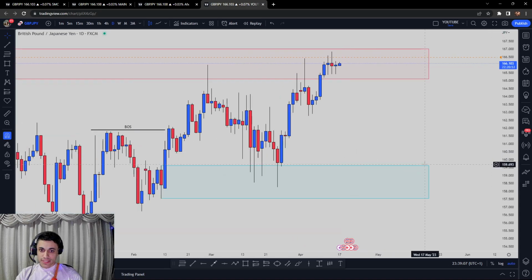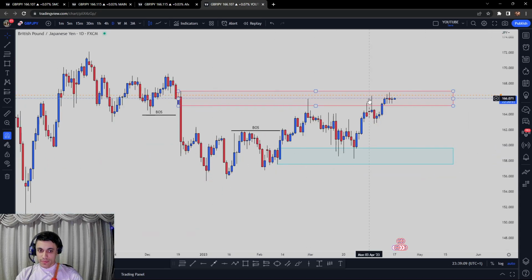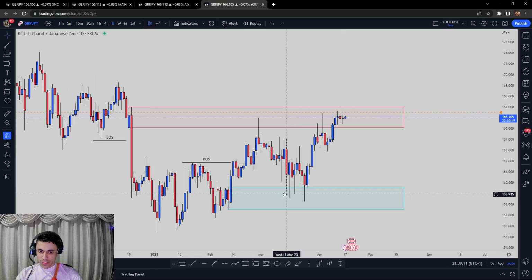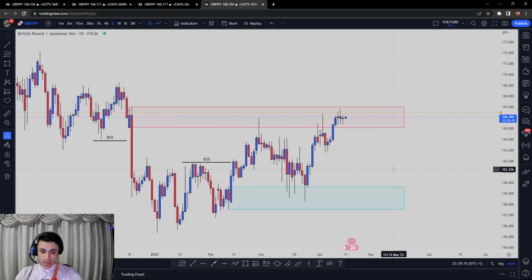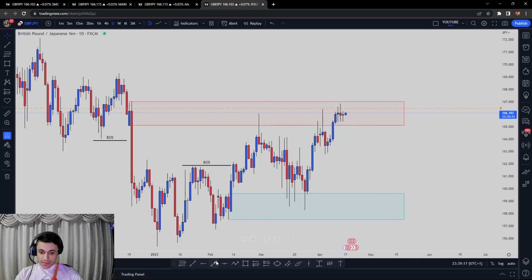So we go down to the daily, we identify supply, we identify demand, break of structures, we can see them happening. Now, let's look at liquidity grabs. Now we do have this area right here.